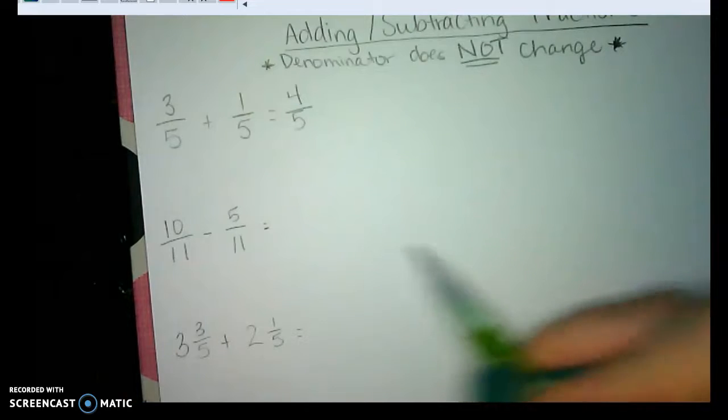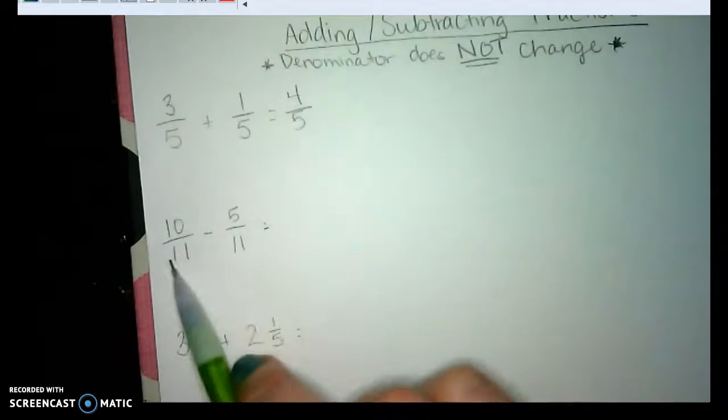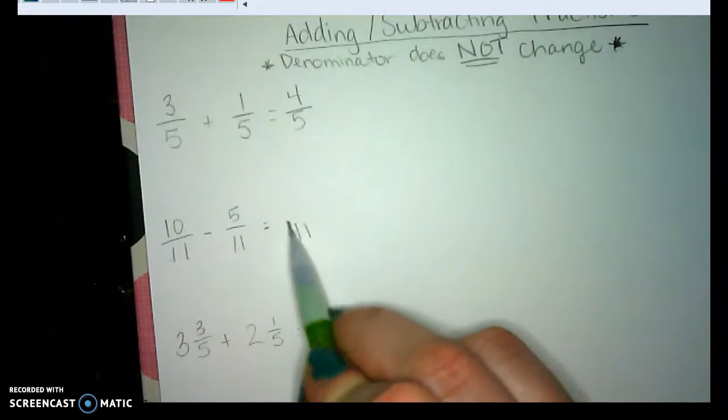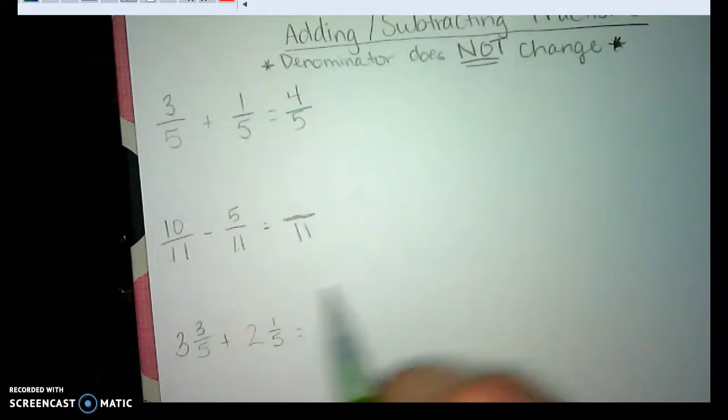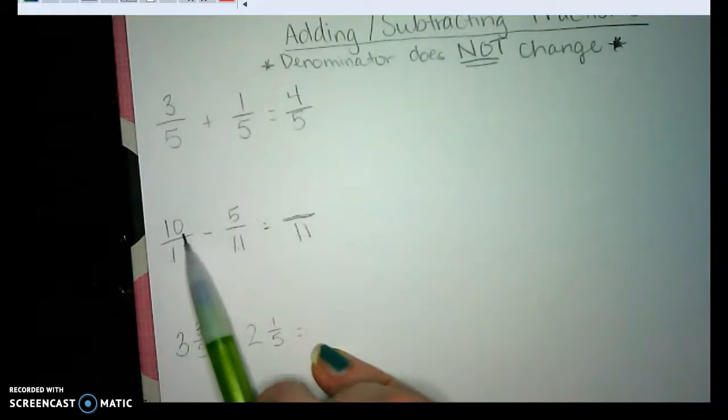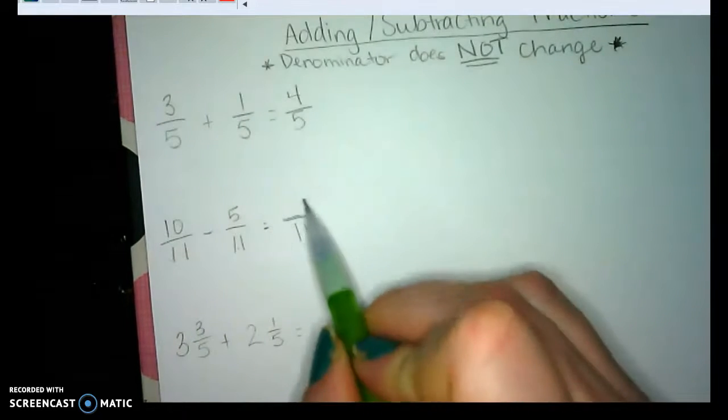Okay. Same with this simple subtraction. If the denominator is the same, you just bring it over. It does not change. And then you do simple subtraction, which is 10 minus 5, which would be 5.